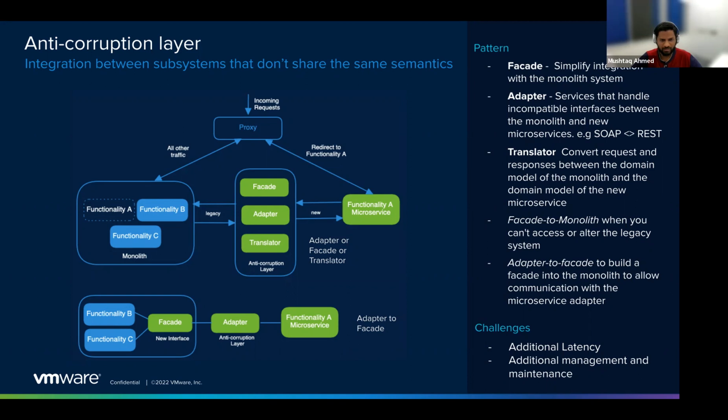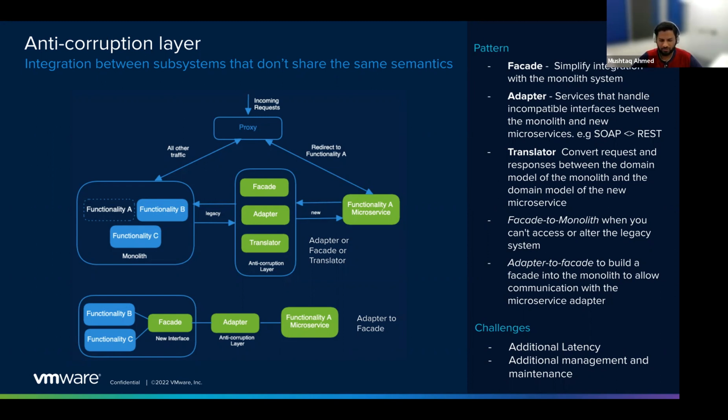In the book Domain-Driven Design by Eric Evans, he discusses the implementation of the anti-corruption layer in three ways. The first is a facade, which allows us to integrate with the monolith in a much more simplified way. For example, assume that you have to make three different calls to A, B, and C functionality within the monolith. You could have a facade layer which exposes a single unique endpoint which the microservice can call. The second is the adapter pattern. This adapter pattern handles incompatible interfaces between the monolith and the microservice.